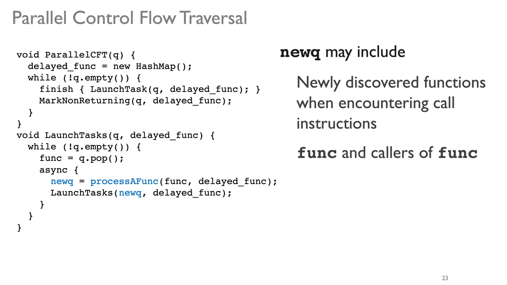Next, let's look at the new queue, which represents the new task item to launch. New queue may include newly discovered functions when encountering call instructions, may include func, the current function to analyze, and the callers of func. Note that we may put the current function back to the new queue to reduce serialization caused by non-returning function dependencies.